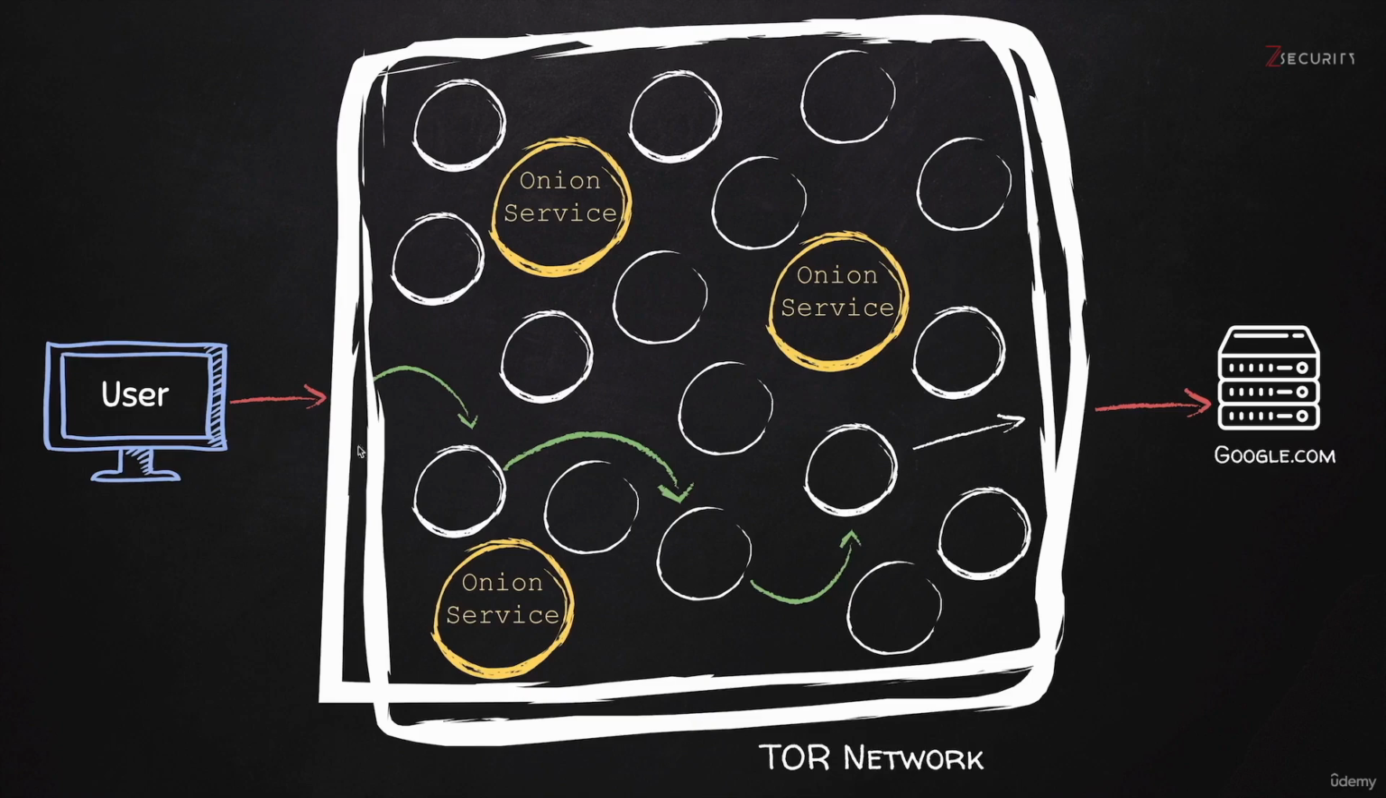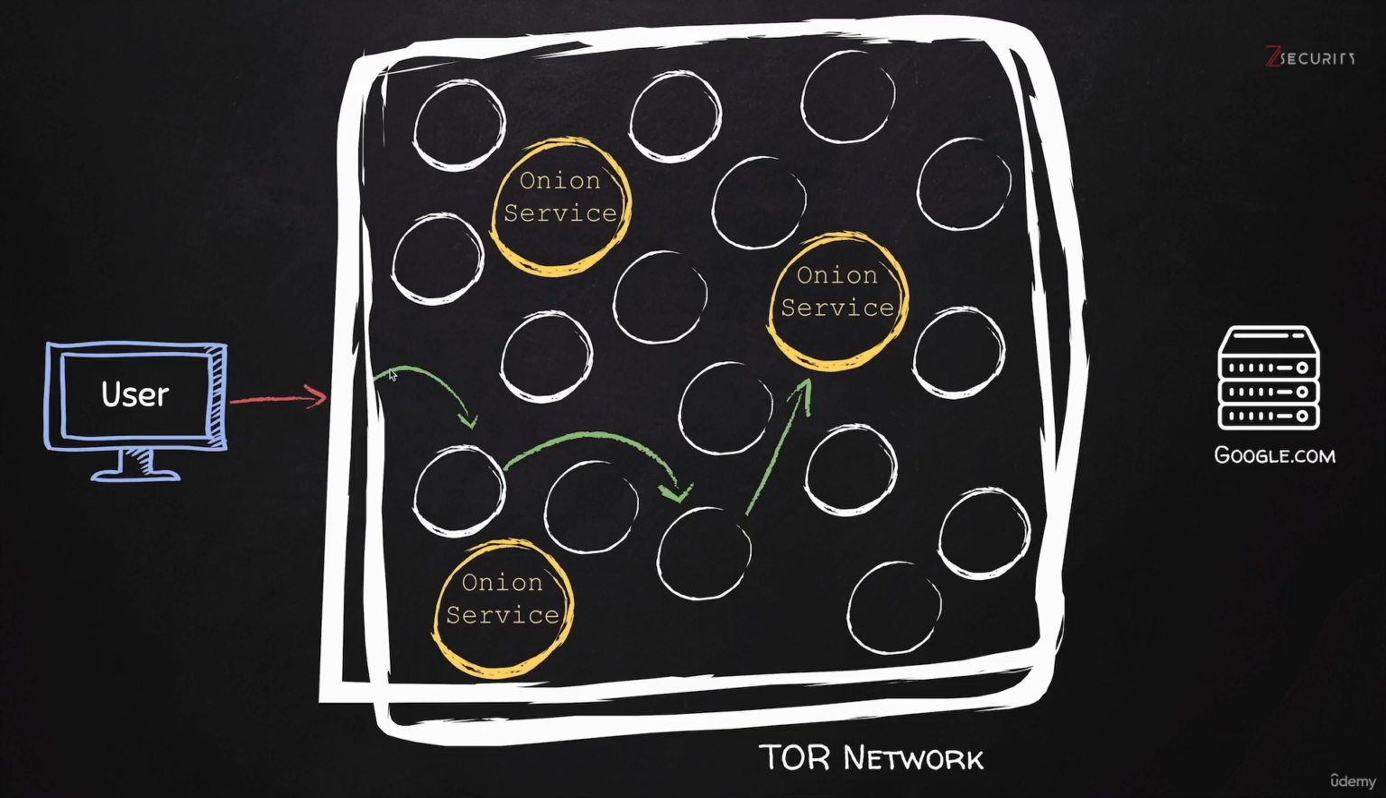So let's say instead of trying to go to google.com, you try to go to this onion service right here. What's going to happen is you're going to connect to the Tor network. Again, the connection right here is not encrypted by Tor, but the ISP, like I said, the Internet Service Provider, or any other entity trying to censor your connection, won't be able to see that you're trying to access an onion service. They'll only be able to see that you're connecting to the Tor network.